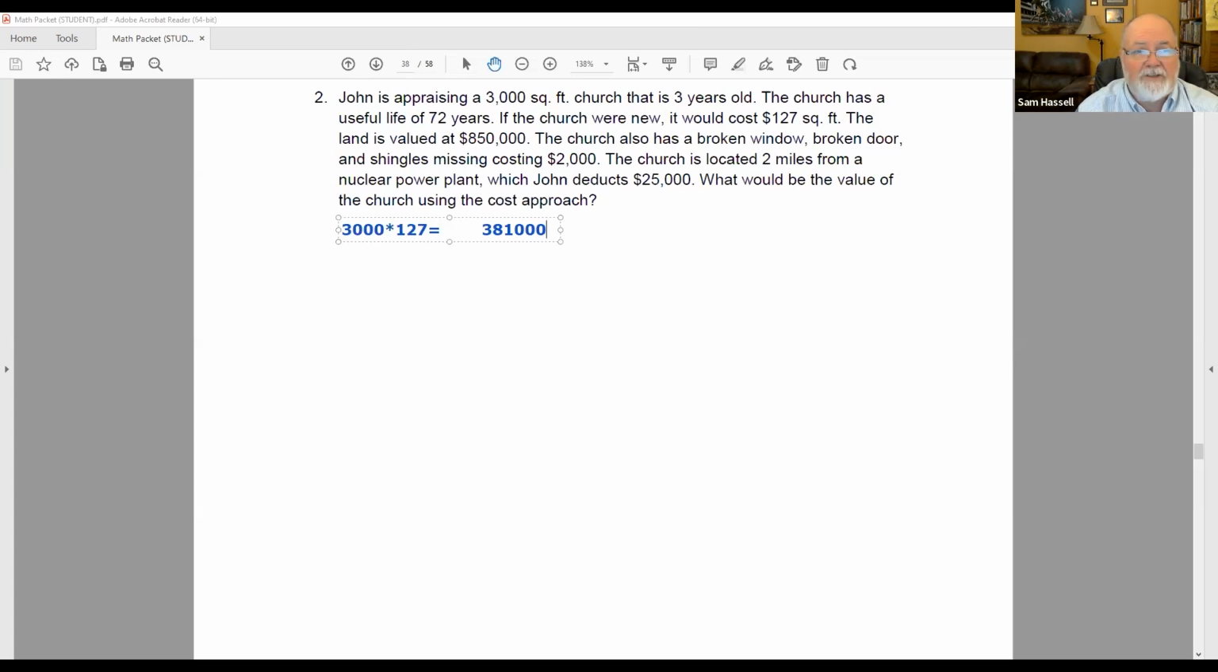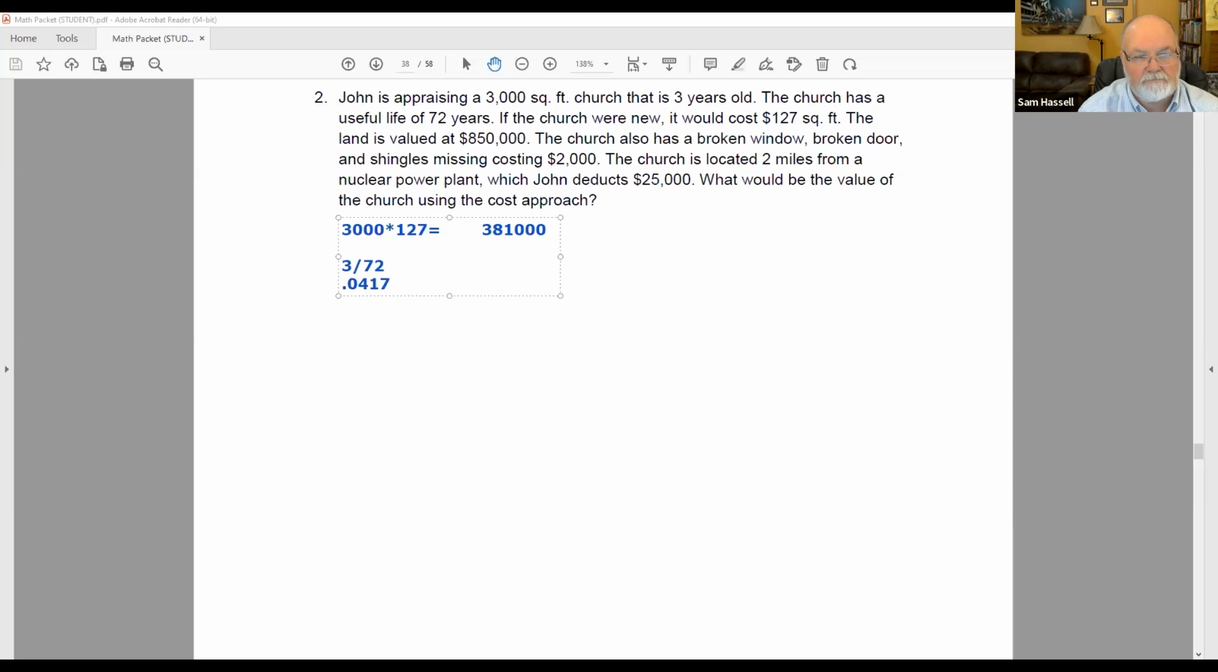Now we got to figure out some depreciation. Now, if we use our effective age versus our useful life, we have 3 years old, because that's what it says, and we think it's going to last 72 years, right? So let's get a fraction out of that. 3 divided by 72. So 4.17. Let's use that. Okay, 4.17. Good luck with that. Let me know how that works for you. Nobody calling me on that?